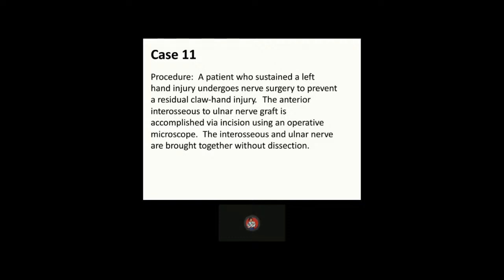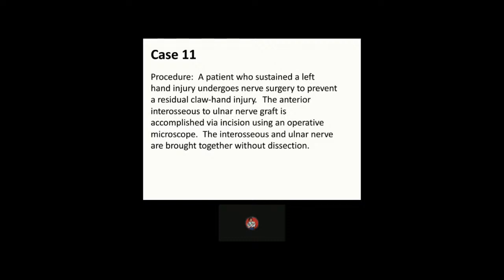The anterior interosseous to the ulnar nerve graft is accomplished via incision using an operative microscope. The interosseous and the ulnar nerve are brought together without dissection. Well, what did they do here? They did a transfer. Where was the transfer occurring? Interosseous, and then to the ulnar nerve. That ulnar nerve is actually going to be that qualifier. Take a look at those guidelines.